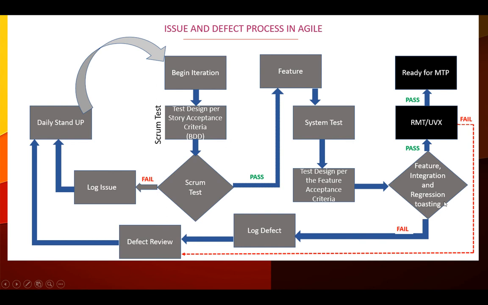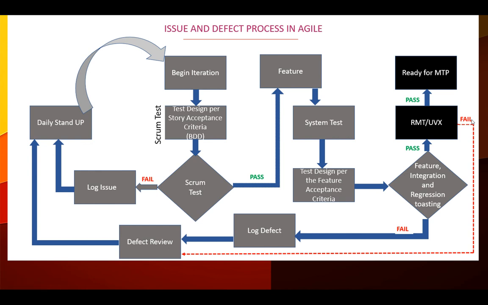And what if you are feature testing, you're passing it, but in RMT or EVS it is failing? Again, it will create a defect. It will go through the defect review process, and based on the priority and the bandwidth, it will get assigned to the iteration, and the development team will work on it. This is the cycle teams will follow.